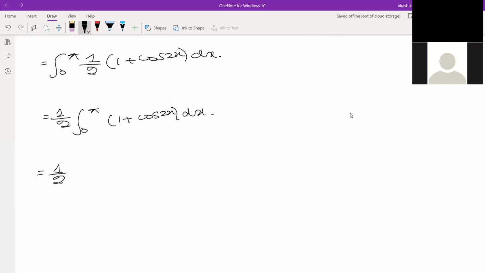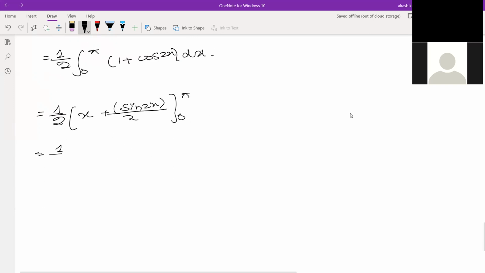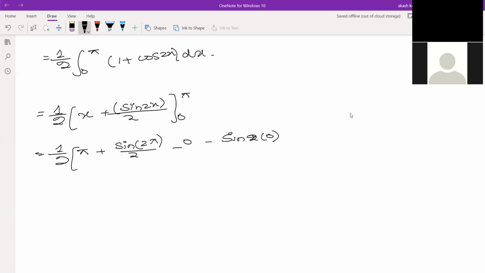The integral of 1 is x, plus the integral of cos 2x is sine 2x over 2. Now we have to put the limits from 0 to pi: pi plus sine 2 pi over 2, minus 0 minus sine 2 times 0 over 2.